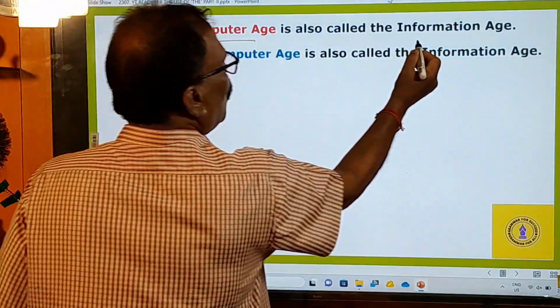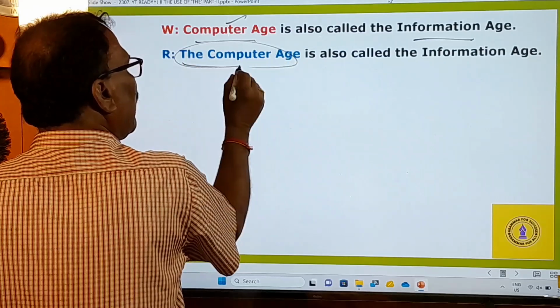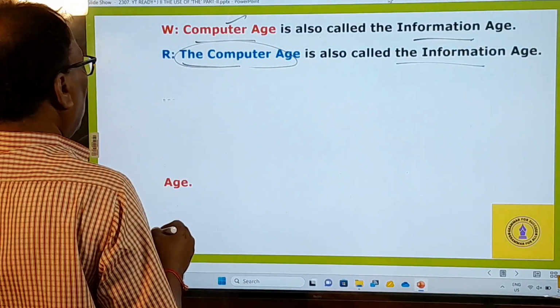The computer age is also called the information age. And you go to the next one.